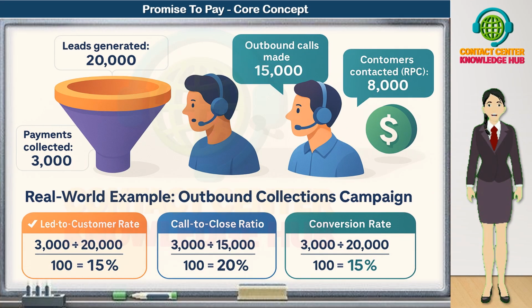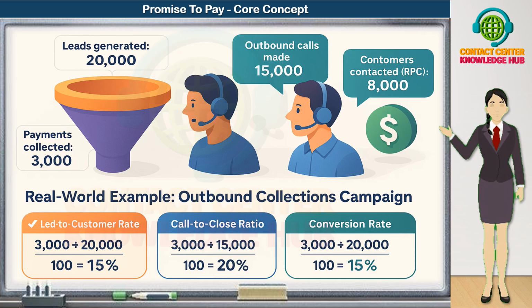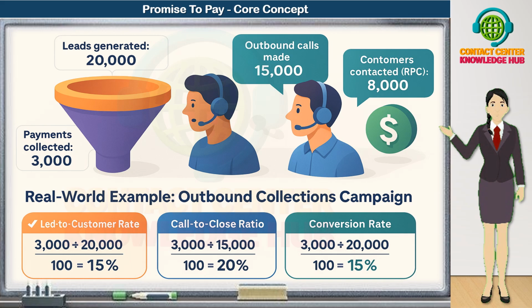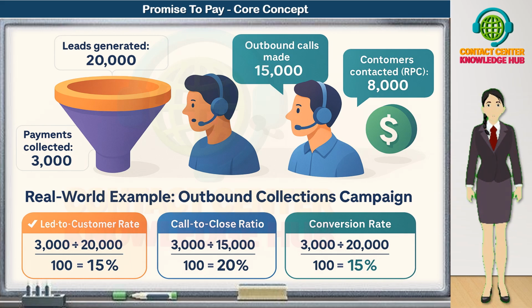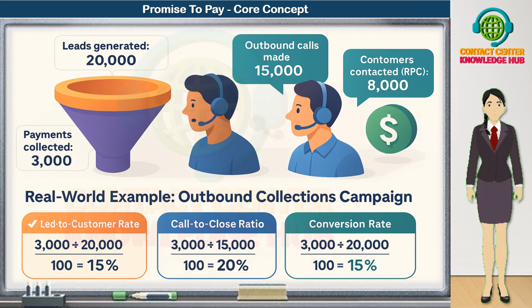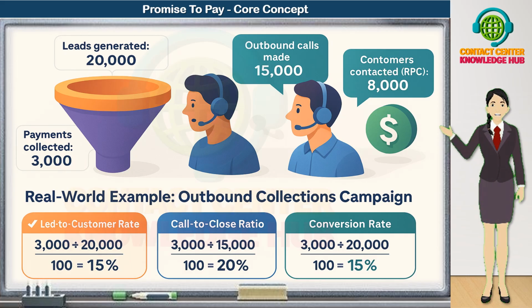Let's bring this to life with a real-world example. Imagine you're running an outbound collections campaign, and here are your numbers. Leads generated, 20,000. Outbound calls made, 15,000. Customers contacted, or right party contacts, 8,000. Promises to pay, 4,000. Payments collected, 3,000.